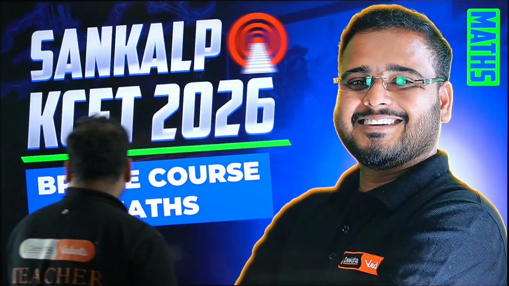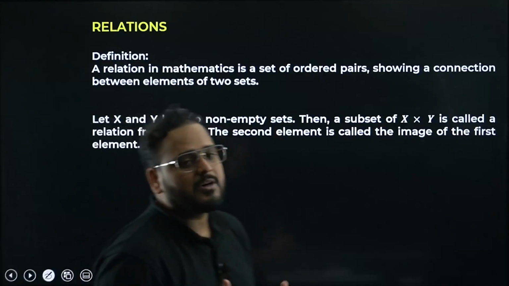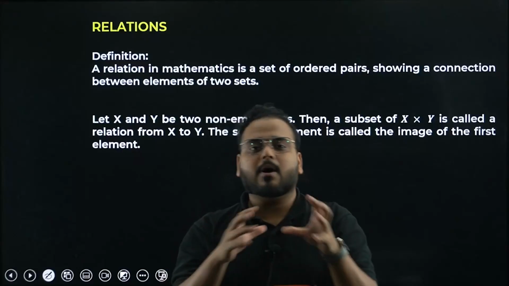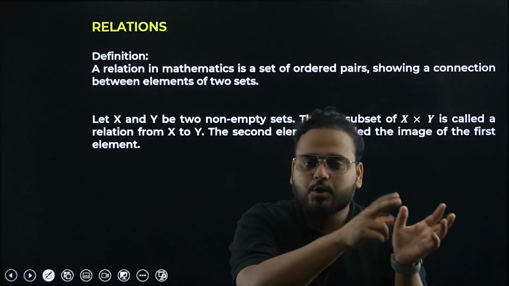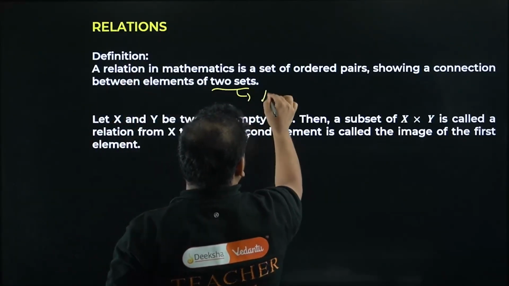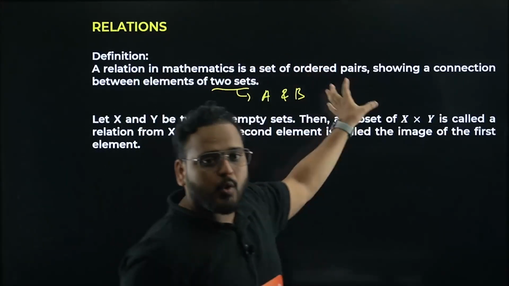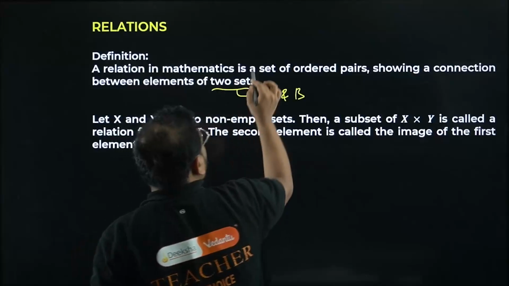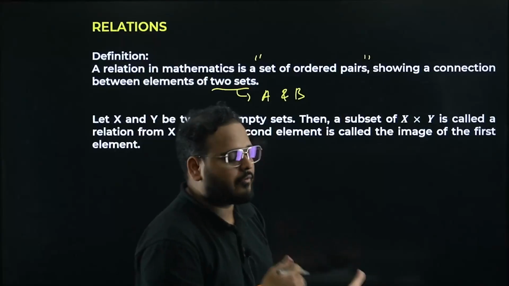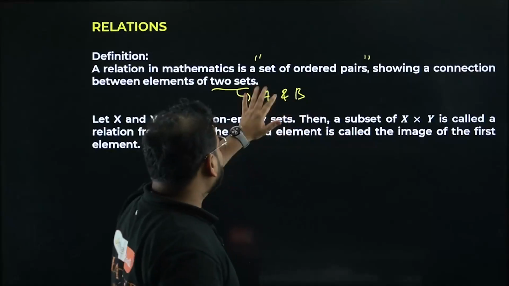Okay, so let's begin. Looking at the relation and function chapter, we start with the definition of relation, which is very basic to the chapter. In mathematics, it's the way we connect two given sets. If you have two sets, set A and set B, then your relation will be the set of ordered pairs which shows the connection between two elements of two sets. That is called a relation.